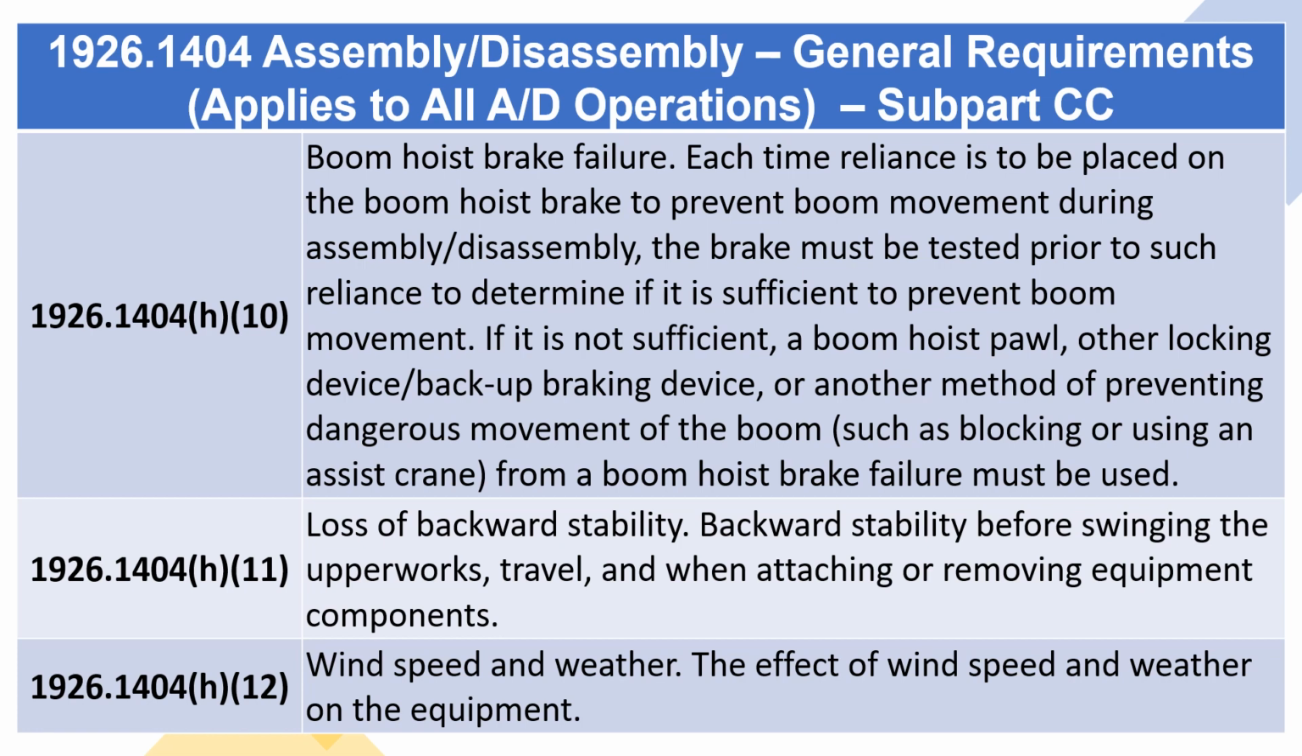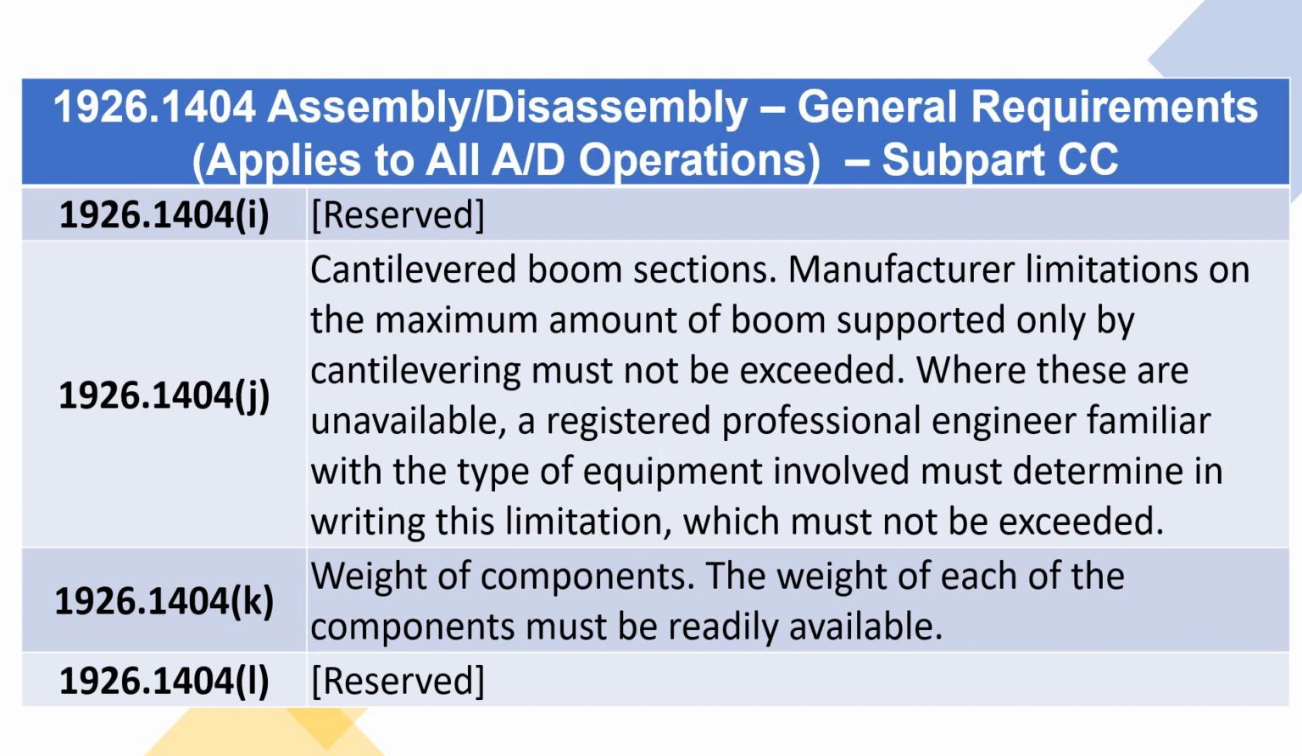1926.1404 H11 Loss of backward stability. Backward stability before swinging the upper works, travel, and when attaching or removing equipment components. 1926.1404 H12 Wind speed and weather. The effect of wind speed and weather on the equipment. 1926.1404 I Reserved. 1926.1404 J Cantilevered boom sections.